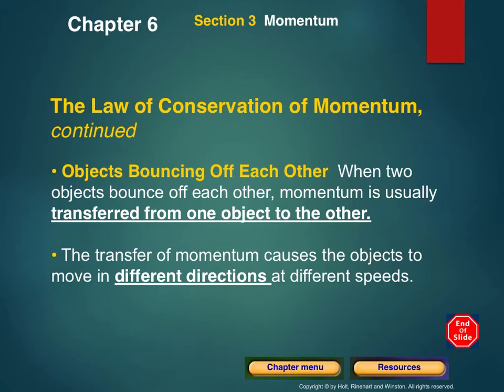But when two objects bounce off one another, momentum is transferred from one object to the next. So it goes from the first object to the second. This is different from the first example of a car hitting another car and them sticking together. This one is where we have the second object moving and the first object stopping. So this causes them to move in different directions. We get to see that on the next slide in just a second.